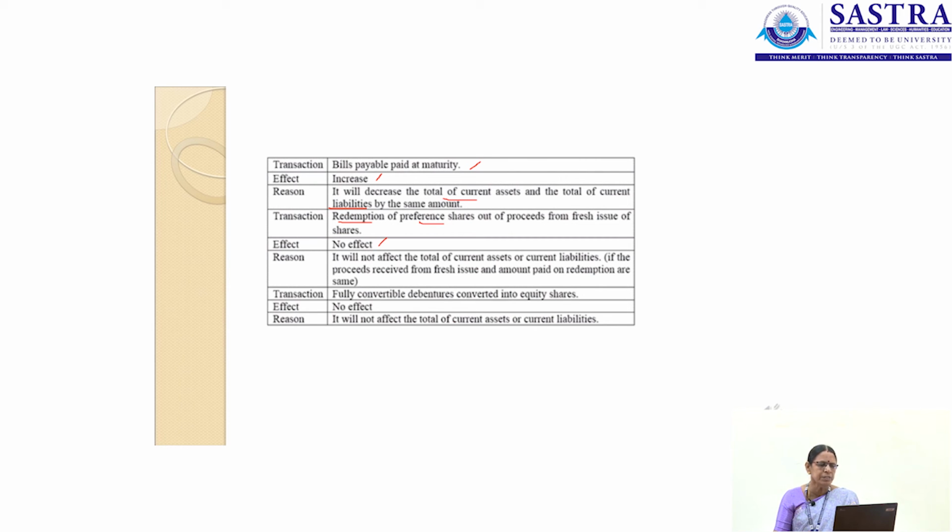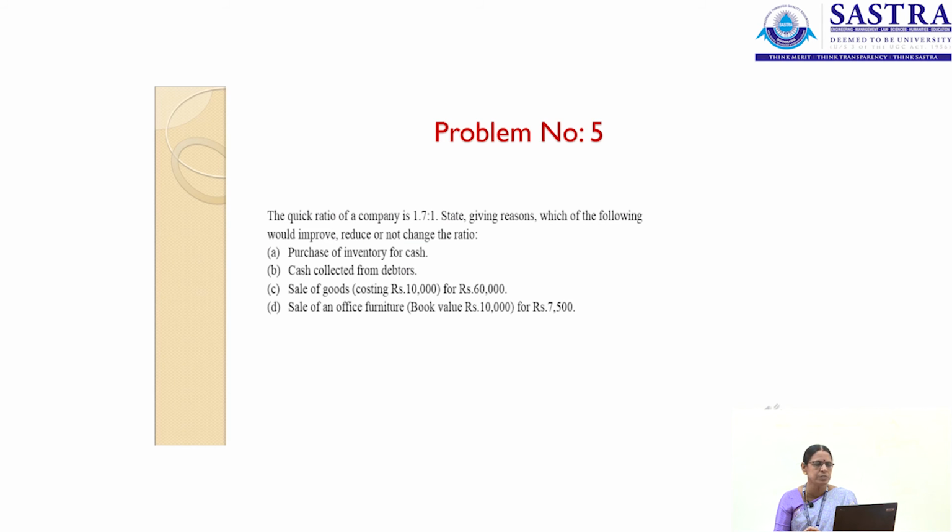Next is fully convertible debentures converted into equity shares. When we have convertible debentures, they are converted into your equity share capital. The debenture is a long-term borrowing and equity share is a component of your shareholders' funds. So we have a change in the long-term borrowings and a change in your shareholders' funds. Neither the current asset nor the current liability gets affected. So we don't have any impact over the current ratio. So this is how the impact over the current ratio is studied.